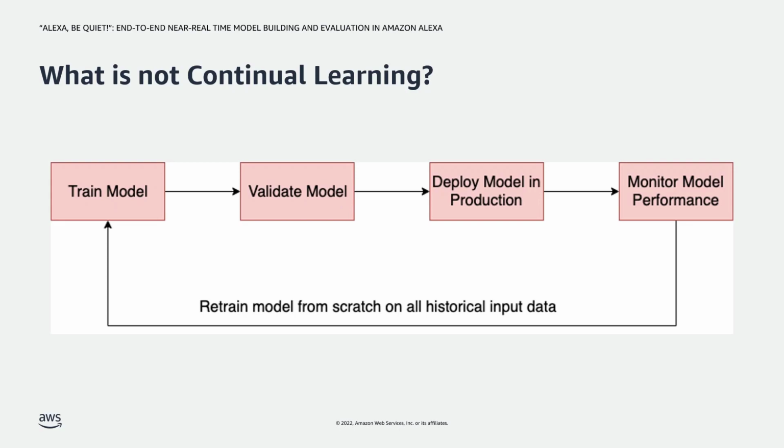And finally, we monitor the performance of the model. Once the model performance degrades, the model hosted in production is refreshed. In order to refresh, the model needs to be retrained. And that's frequently done on all the full historical input data.